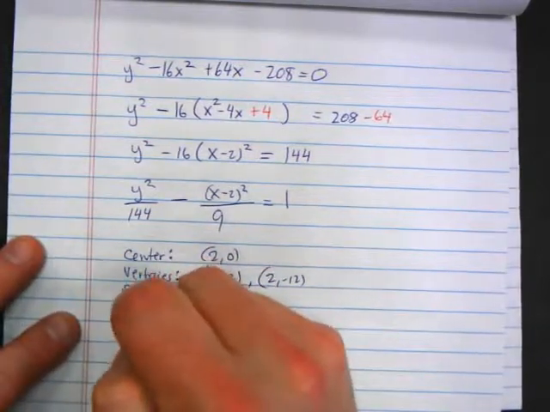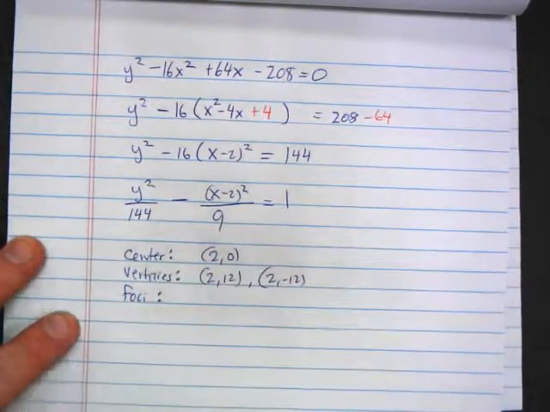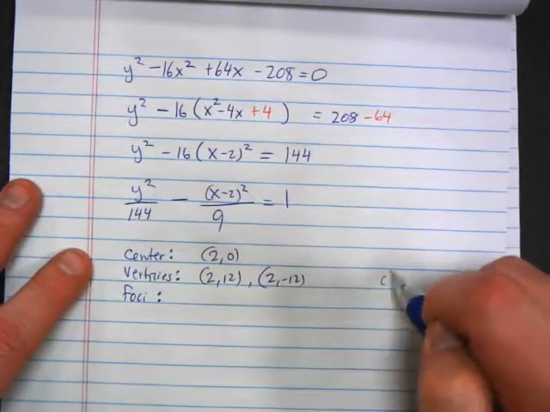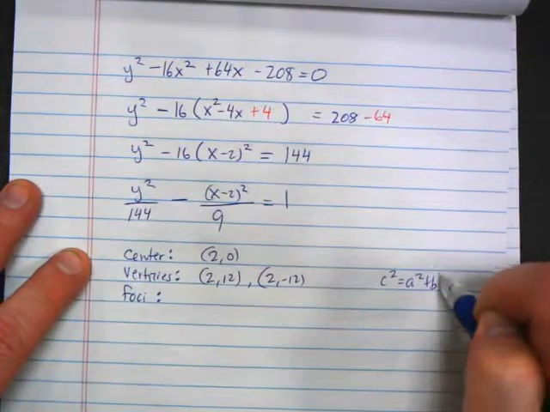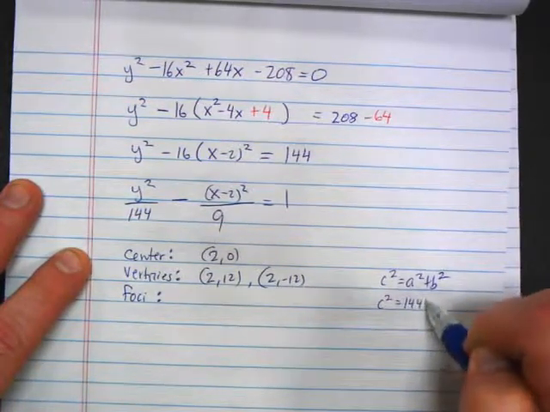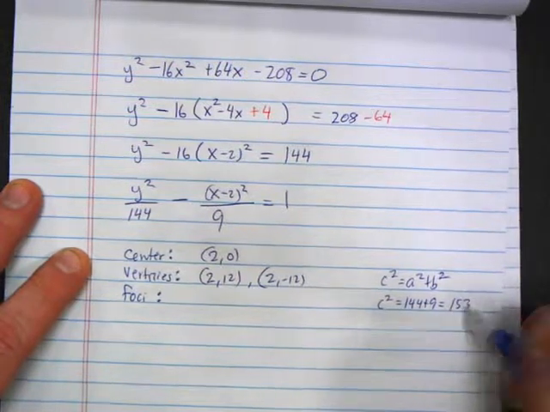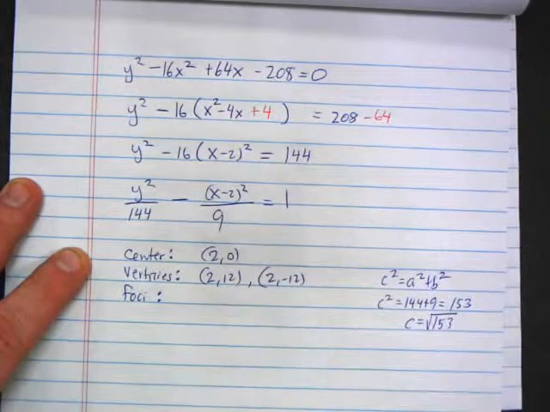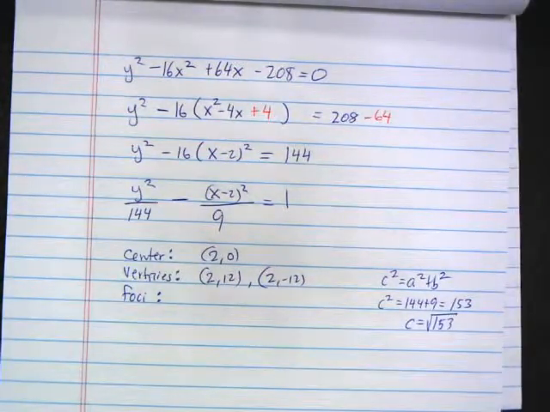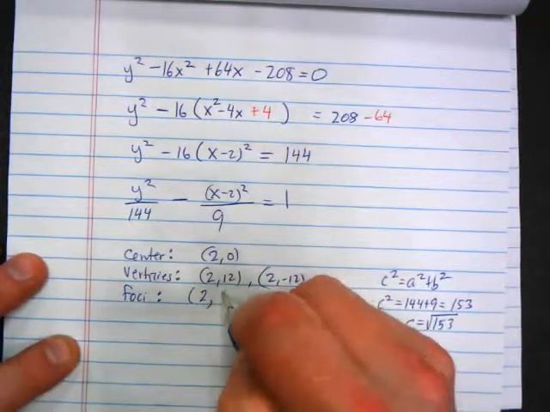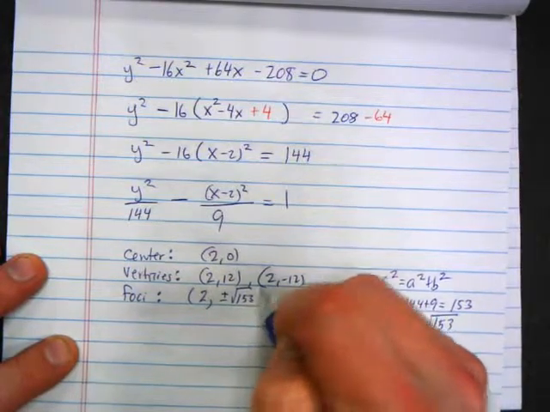Finally, I would ask you about the foci. And again, for the foci, I need to know the c number. C squared is a squared plus b squared for a hyperbola. So c squared is 144 plus 9, which is 153. So c is the square root of 153. Again, my foci go up and down from my center. So I would write my foci as 2 comma plus or minus square root of 153.